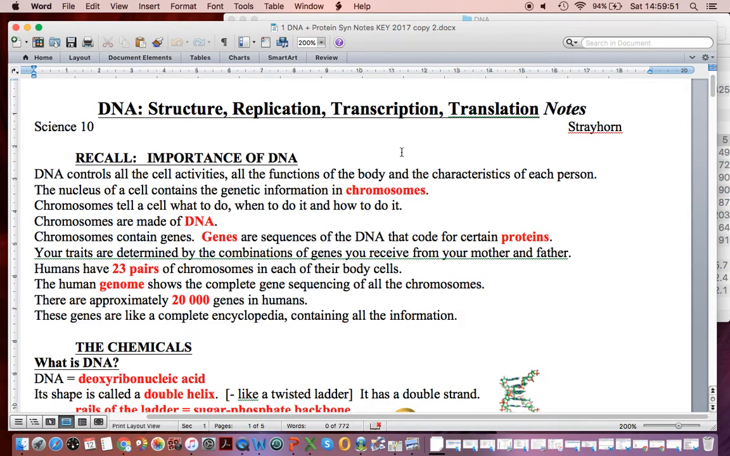Good day. You can see we're looking at a sheet that says DNA, structure, replication, transcription, translation, notes. So we're going to throw a lot of notes at you and then we'll look at some PowerPoints that I think will make things even clearer. But this should be straightforward.